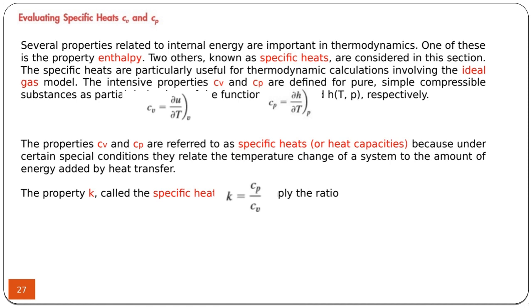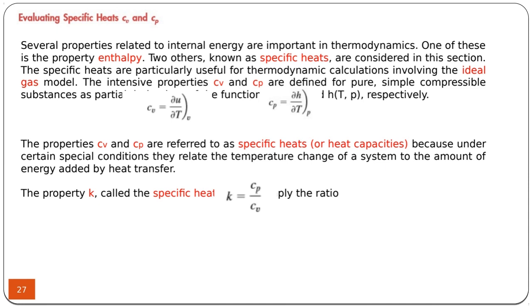So after using the property tables, now we can mention other properties such as specific heat. Specific heat is the heat necessary to increase the temperature of a substance by 1 Celsius. So as a definition, specific heat is the heat necessary to increase a substance's temperature by 1 Celsius if the substance has a mass of 1 kilogram.